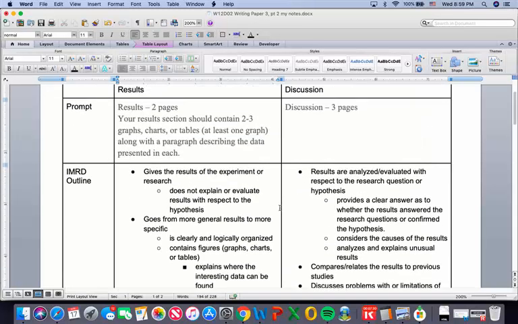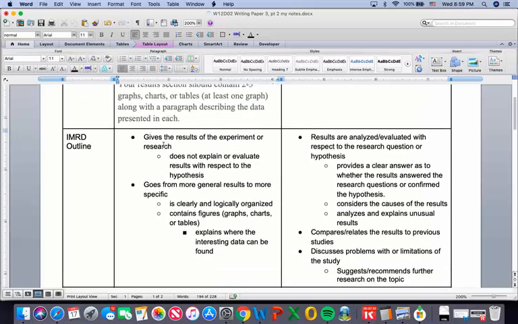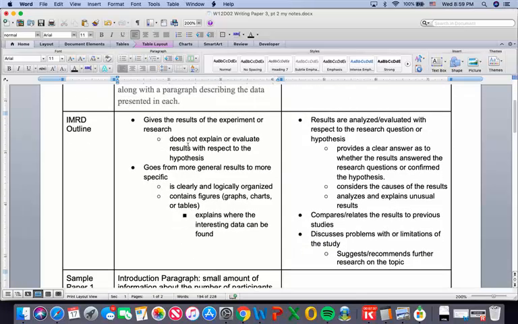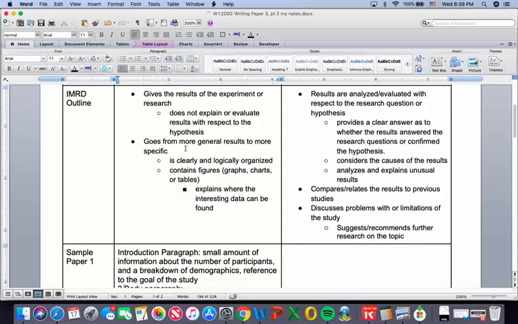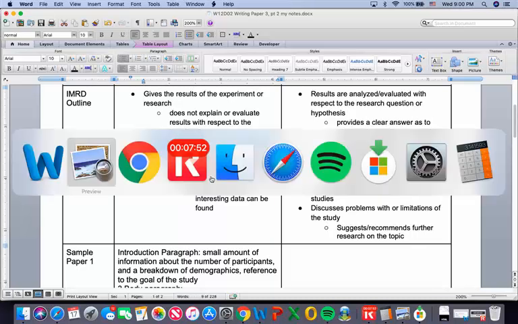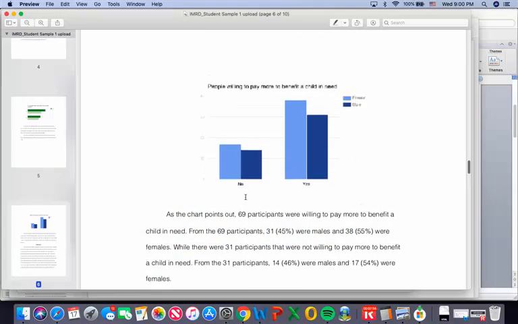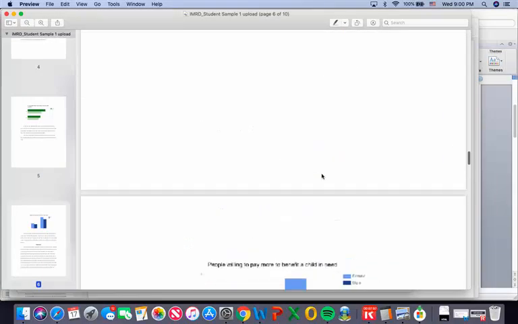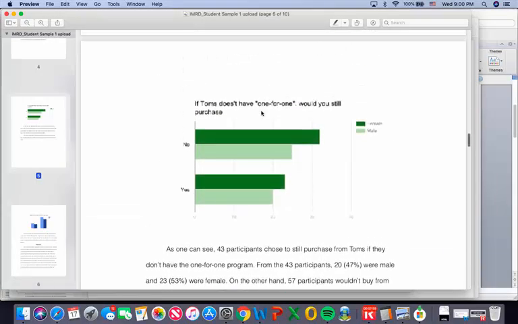And one thing I want to think about is whether it's meeting a lot of these criteria that we got from the IMRD outline. And it mostly does. One thing that I want to think about is going from more general results to more specific results. And I would say that the last question is a little more general than the second question.